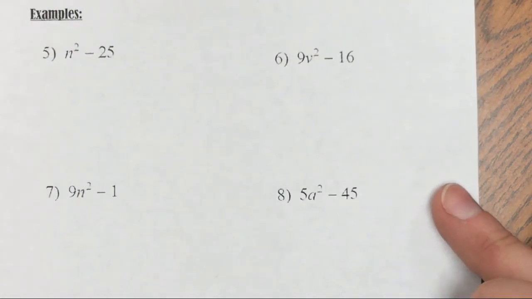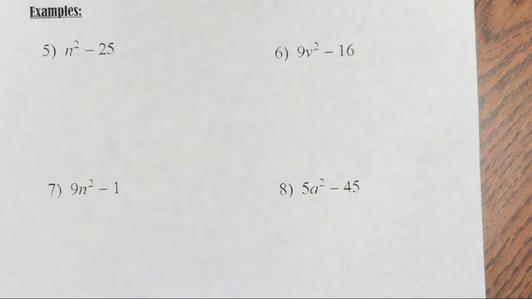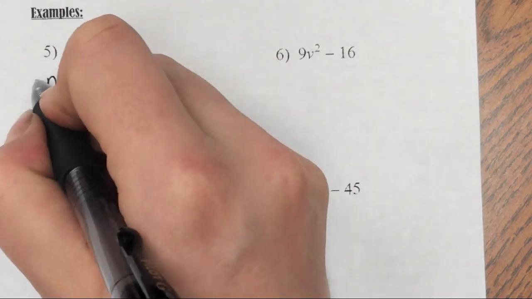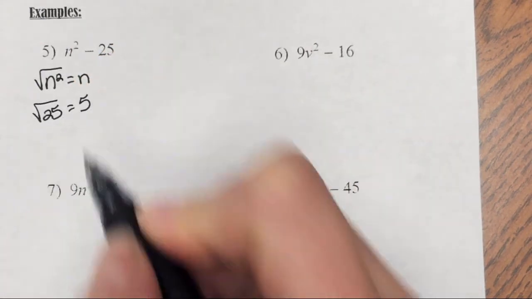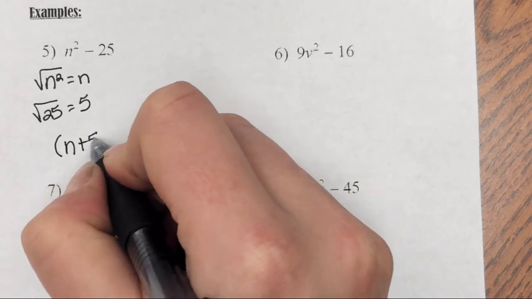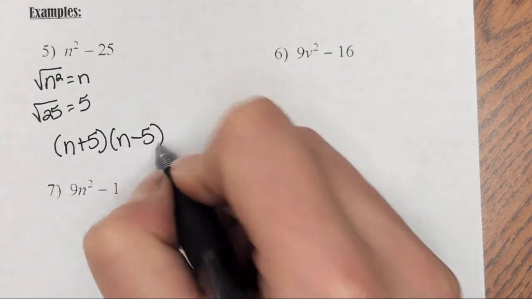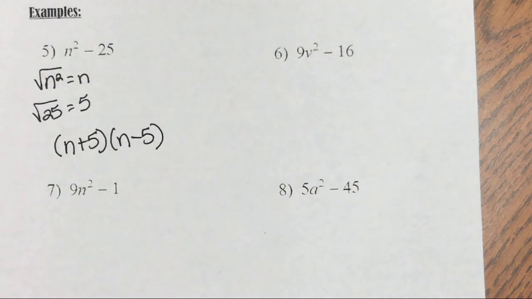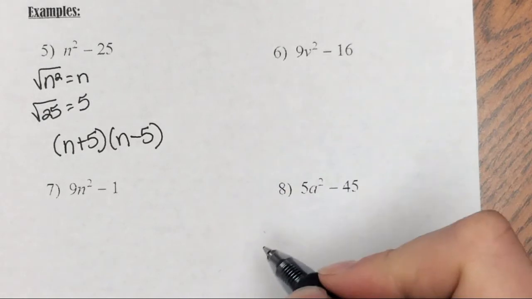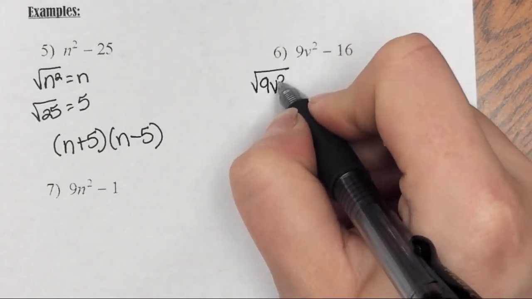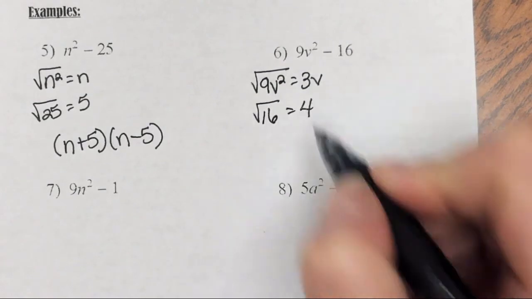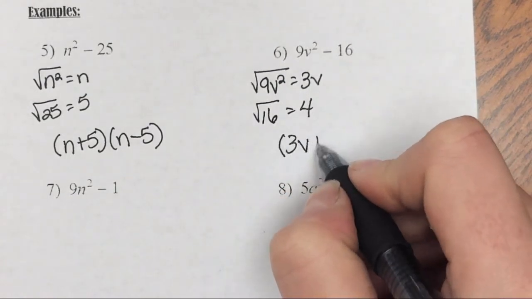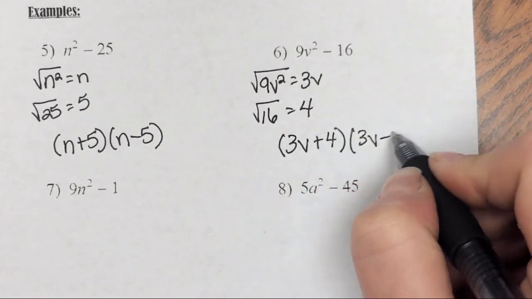All right, so my first example here, number 5, I have n squared minus 25. So the square root of n squared is n. The square root of 25 is 5. So my two factors are going to be n plus 5 times n minus 5. Number 6, my first term is 9v squared. So the square root of 9v squared is 3v. My constant is 16. Square root of 16 is 4. So my two factors are going to be 3v plus 4 times 3v minus 4.